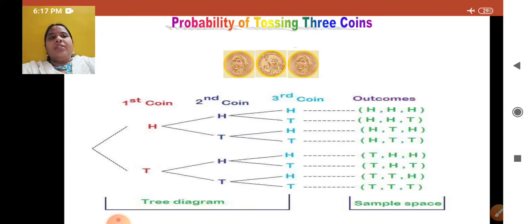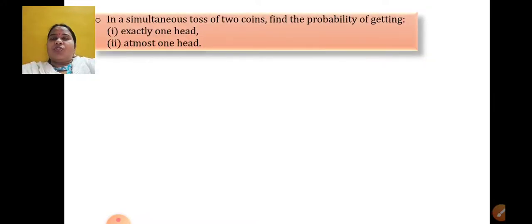Now based on this, we will be solving a few sums today. Now the most frequently asked questions based on coins are either questions based on at least or at the most. So let us see that. This is the first question. In a simultaneous toss of two coins, find the probability of getting exactly one head, at the most one head.